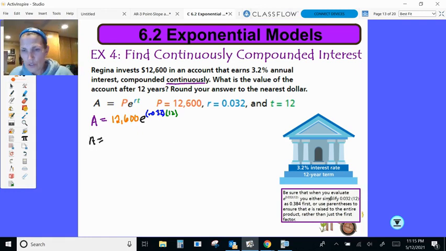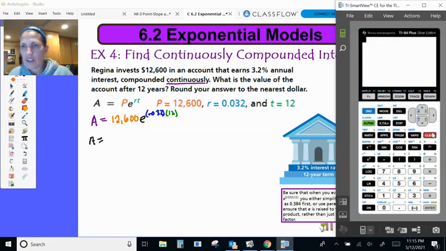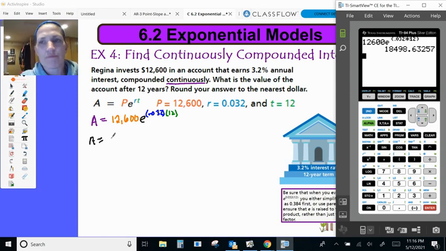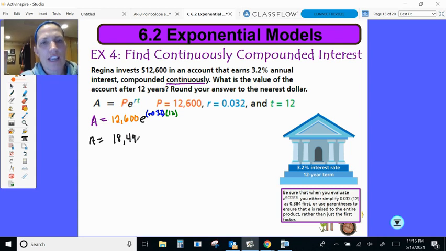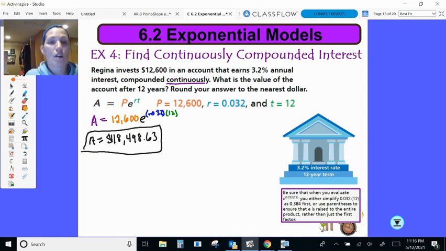Okay, so now we're going to put that in here. Let's calculate this. We have 12,600 times e to the, and here's my button right here, that little blue e. So go second function, e to the, and I'm going to put in parentheses, 0.032 times my 12, and then I will close my parentheses, and I will get back $18,498.63. That is what I will have compounding continuously. If you do that compounding semi-annually or annually, you're not going to get that much money back. This also reminds you to simplify properly with the order of operations, because some calculators will not follow order of operations.